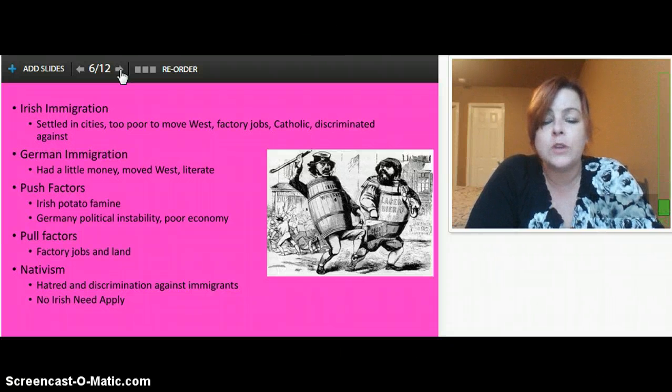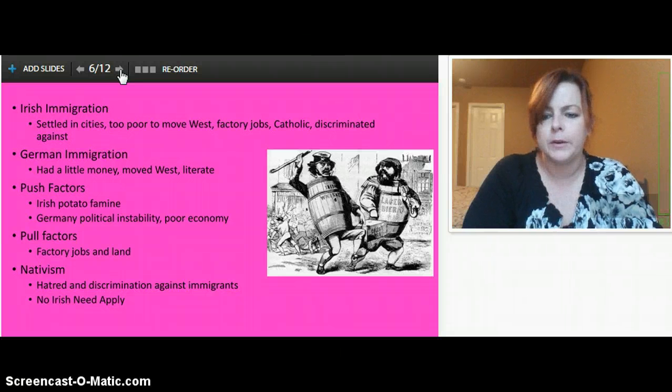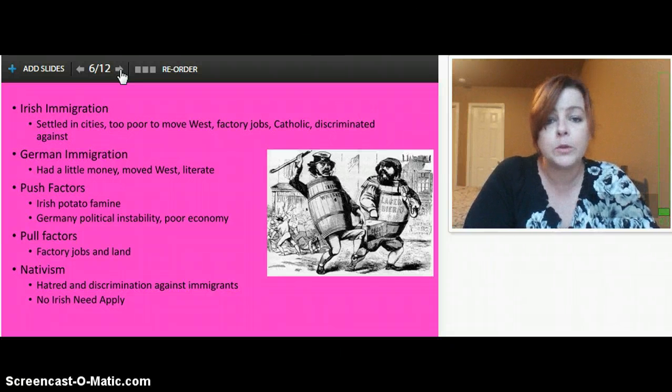Okay, the Germans are tolerated a little bit better because they tended to have some money. They tended to be a little more educated, a little more literate, and so they tended to move out west if they could. You'll still have a pretty good number in the cities, but they might move out west and form communities like Fredericksburg and New Braunfels, and they would kind of stick to themselves, so they were tolerated a bit better.